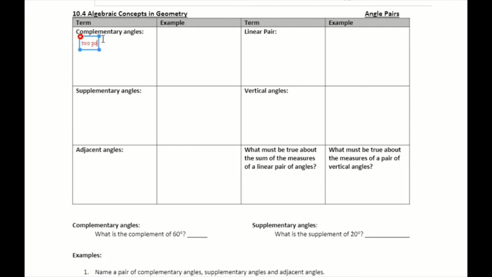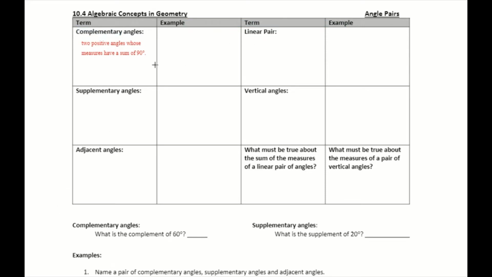Two positive angles whose measures have a sum of 90 degrees. So this can be any two angle measures that add up to 90. So let me show you a quick example here.